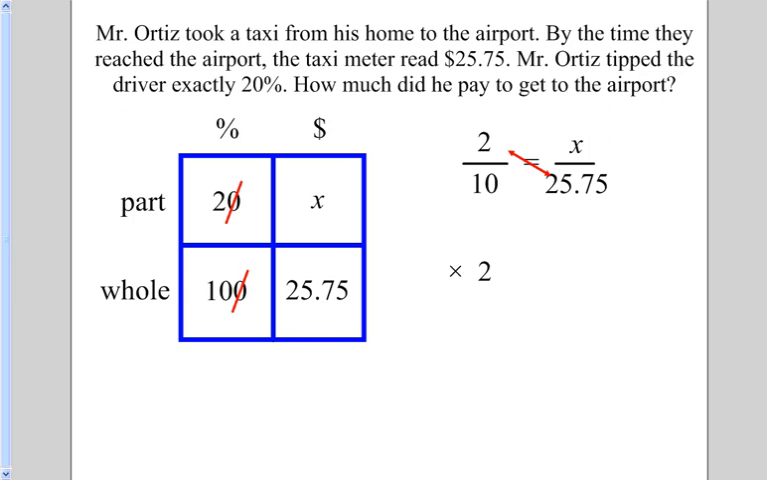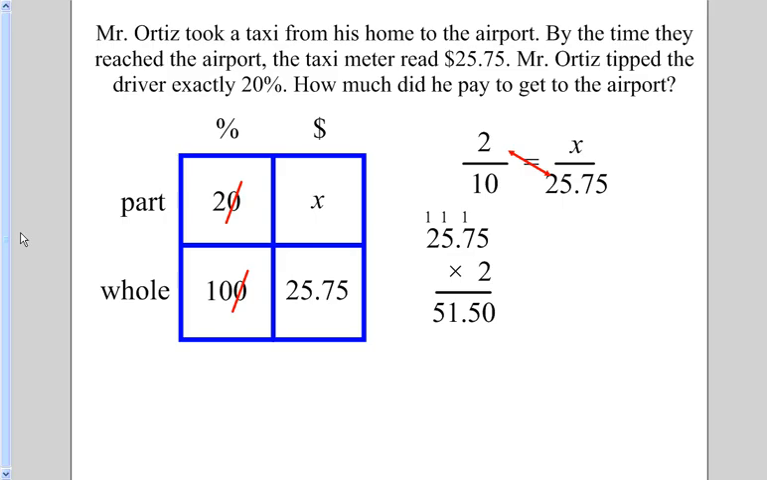So 2 times 25 and 75/100. 2 times 5 is 10. Carry the 1. 2 times 7 plus 1 is 15. And 2 times 5 is 10 plus 1 is 11. And 2 times 2 is 4 plus 1 is 5.